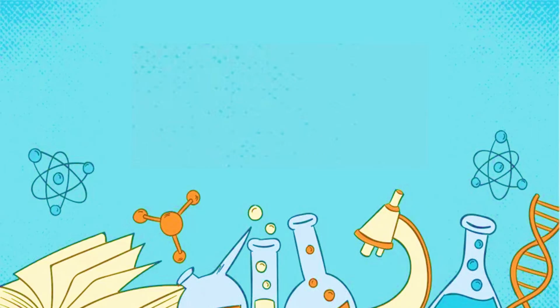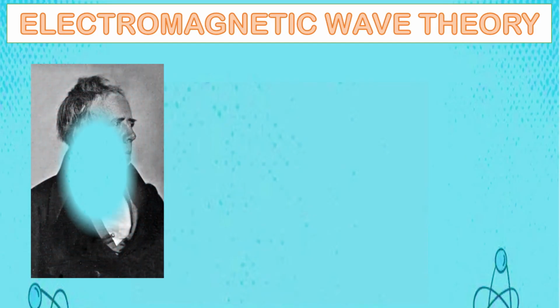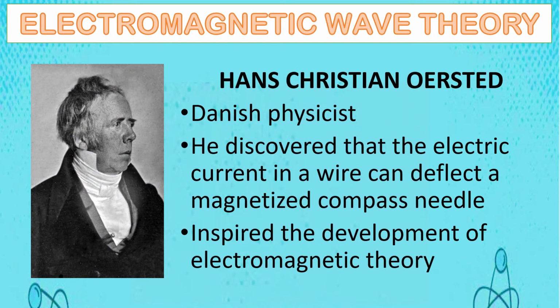At this juncture, I will be discussing the development of electromagnetic wave theory. The following are the scientists who gave contributions to the development of EM wave theory. Hans Christian Ørsted, a Danish physicist and chemist who discovered that the electric current in a wire can deflect a magnetized compass needle, a phenomenon the importance of which was rapidly recognized and which inspired the development of electromagnetic theory.